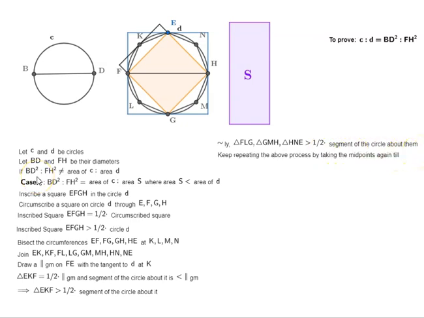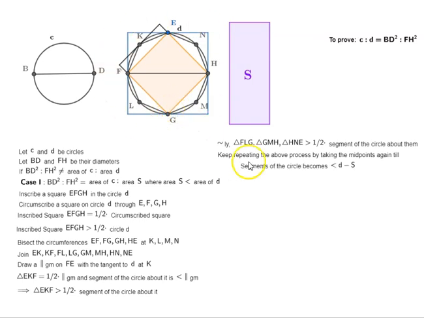Now, we keep repeating this process by taking the midpoints again. So we take a midpoint between K and F. We take a midpoint between FL, LG, GM, MH, HN and NE. And we join them. So we get a polygon with more sides. And in which case it will get closer and closer to the circle, the circumference.